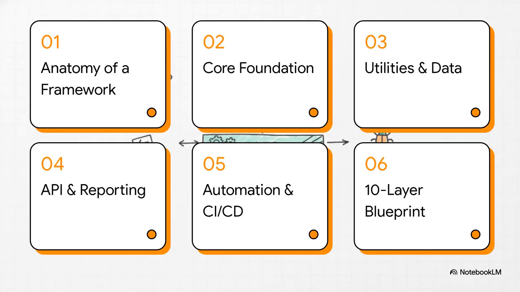All right, so here's our roadmap for today. We'll be moving through 6 logical phases. 1, the anatomy of a framework. 2, the core foundation. 3, utilities and data. 4, API and reporting. 5, automation and CI/CD. And finally, number 6, the complete 10-layer blueprint.